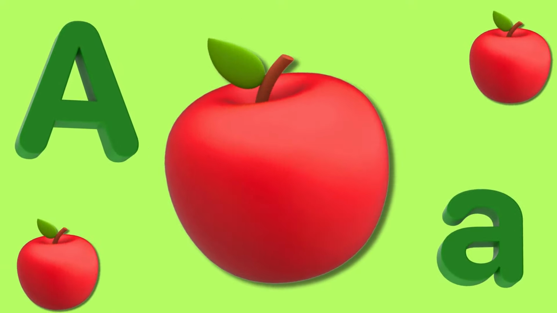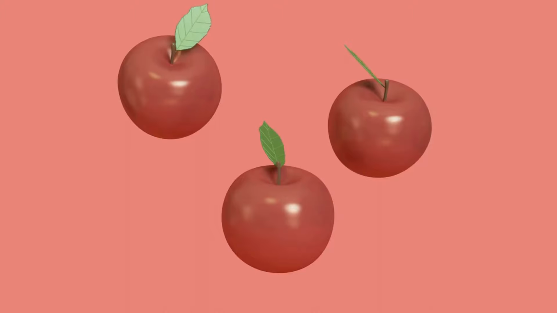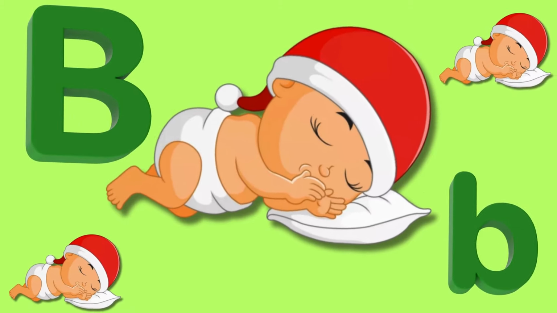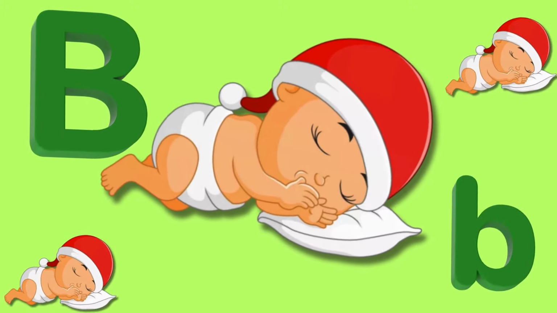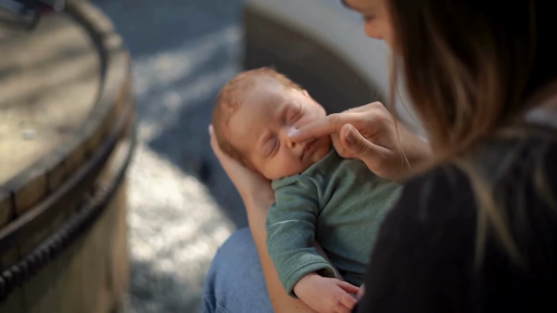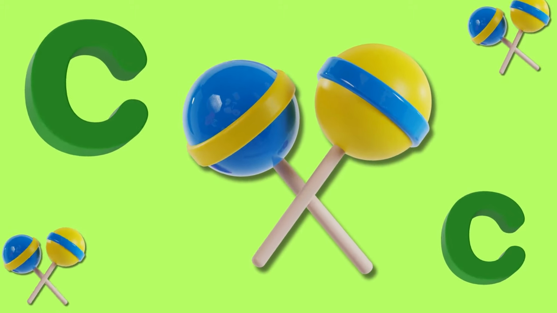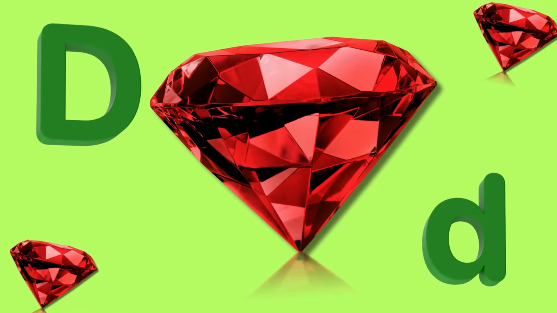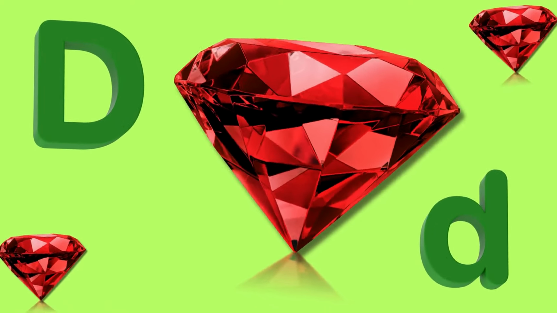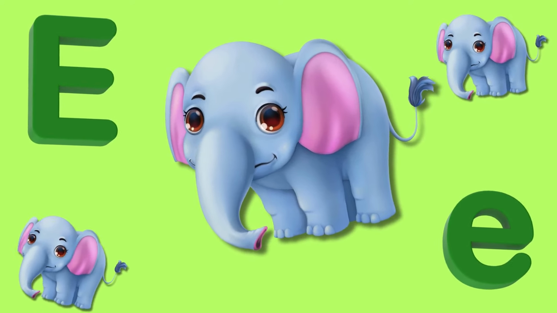A is for apple, a, apple. B is for baby, b, baby. C is for candy, k, candy. D is for diamond, d, diamond. E is for elephant, a, elephant.